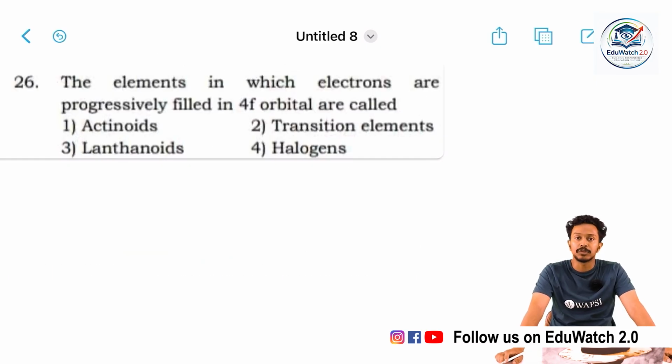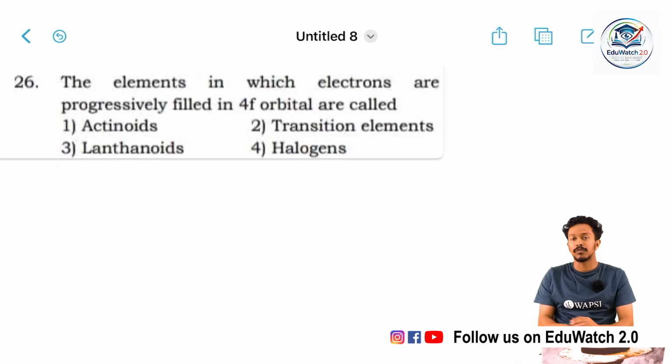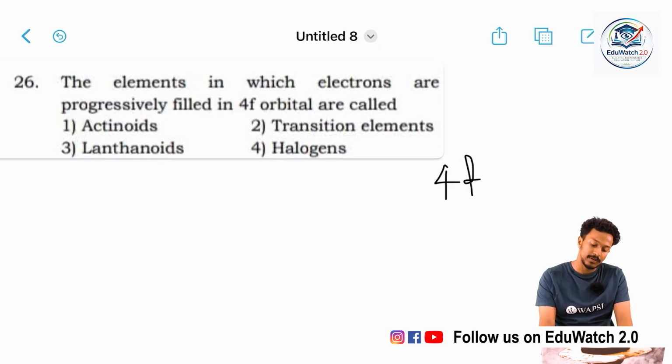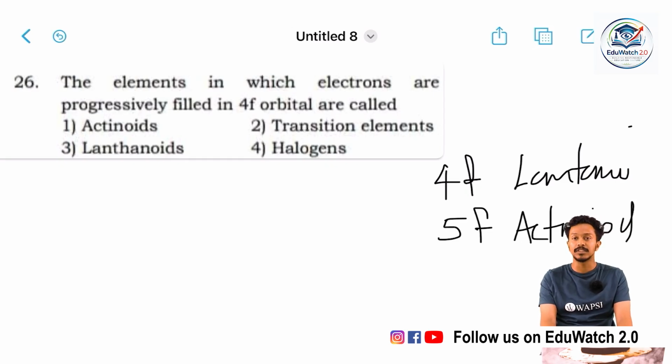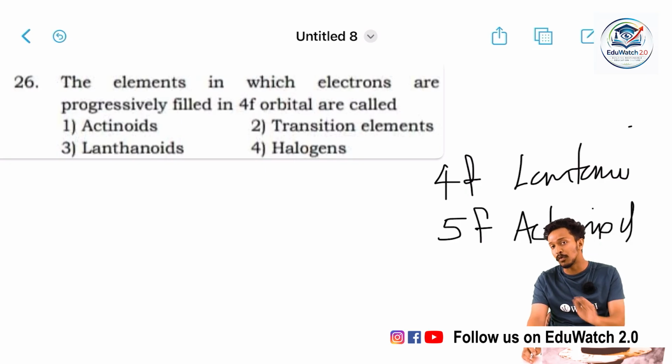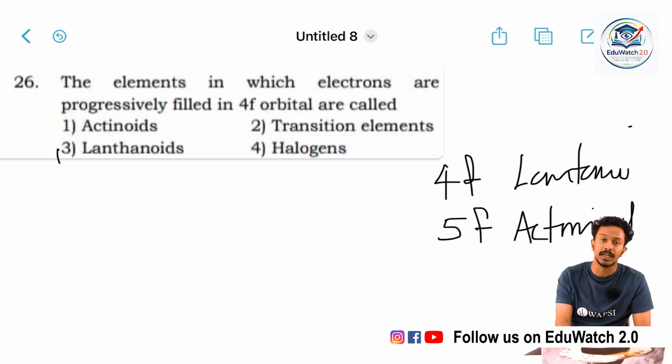We will be moving on to our next question. The elements in which electrons are progressively filled in 4f orbitals are called what? As you know, f orbitals are mainly actinoids and lanthanoids. When electrons are filled into the 4f, it is called lanthanoids. When it moves on to the 5f orbital, we could say that it is an actinoid. So the elements in which electrons are progressively filled into the 4f orbital are lanthanoids. So the correct option for this question is option number 3.